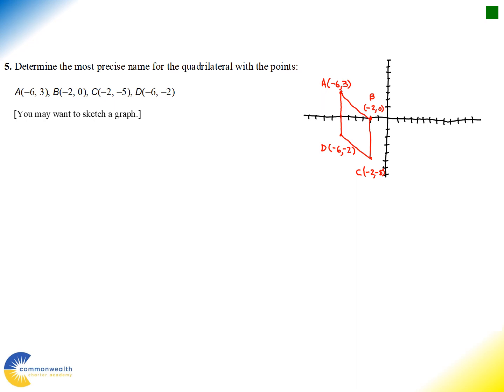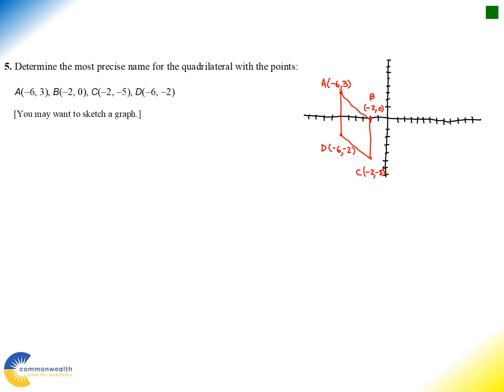I can see that I have two sides that are vertical. So I can say right now that one pair of opposite sides are parallel to each other because they're both vertical. They have the same x coordinates at A and D as well as B and C. So that would indicate they're both vertical, and they're parallel to each other.